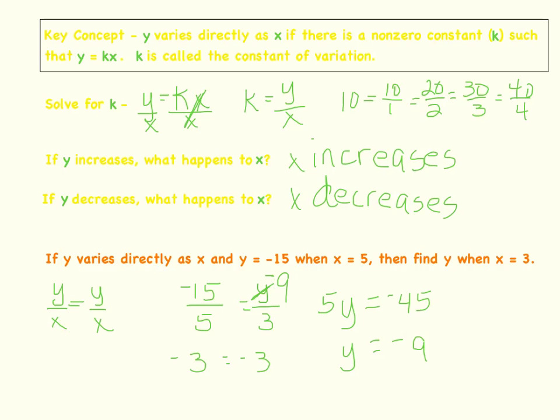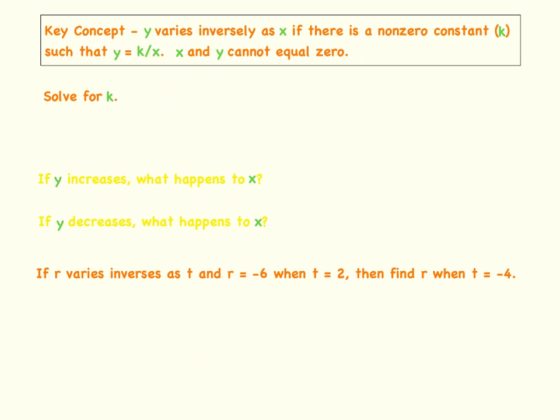Now let's look at inverse variation. The key concept for inverse variation is y varies inversely as x if there is a non-zero constant, k, such that y equals k divided by x, and x and y cannot be 0. Now, I know this might sound a little confusing, but we're just saying y still has this relationship with x. It varies, but instead of varying directly, it varies inversely.